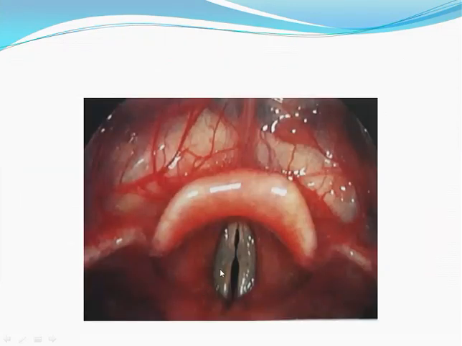This is another picture. These are all our patients. You are seeing this is another picture. Vocal nodules, you are seeing, are bilateral and at the specific site, that is the anterior one-third with the posterior two-thirds of the vocal cords.